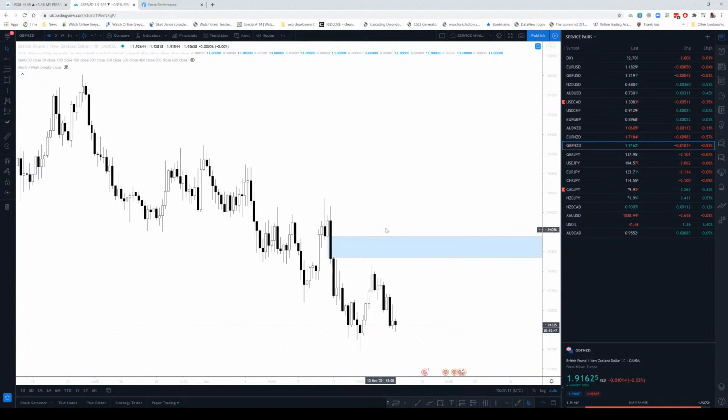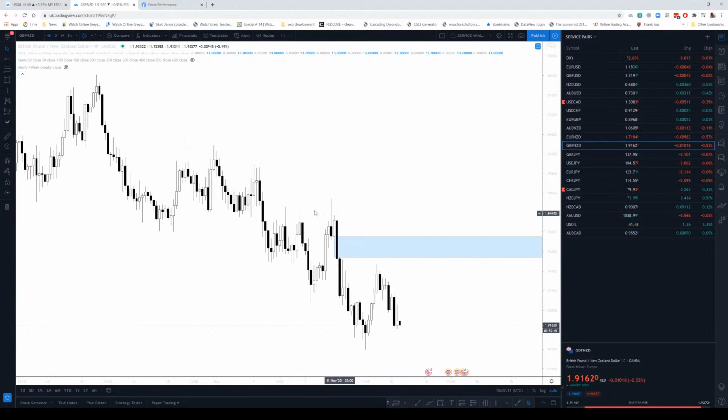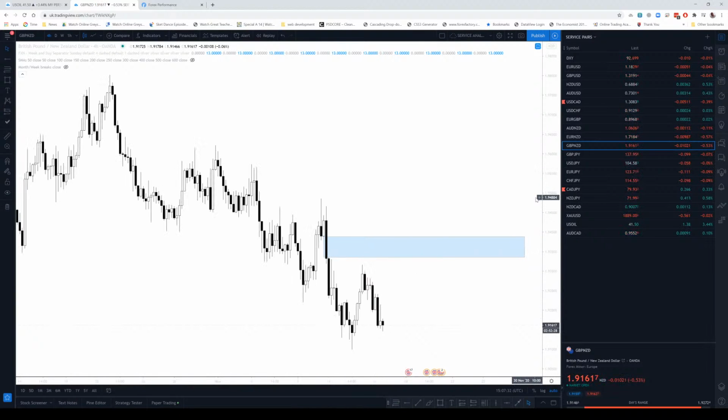GBP New Zealand, I was looking for a sell in here, and this one didn't have nothing on it apart from the breaker, but I didn't like it, because we've already been at the breaker, so I wanted price to come up to this up candle. So I still have that in case. That's the scenario I'm playing in my head.